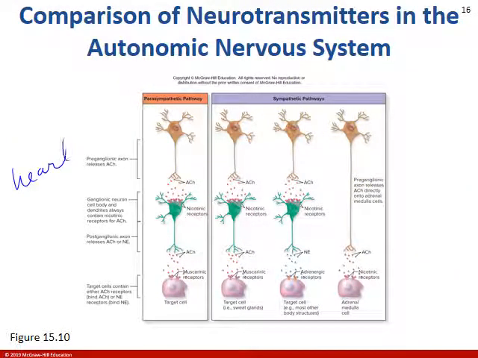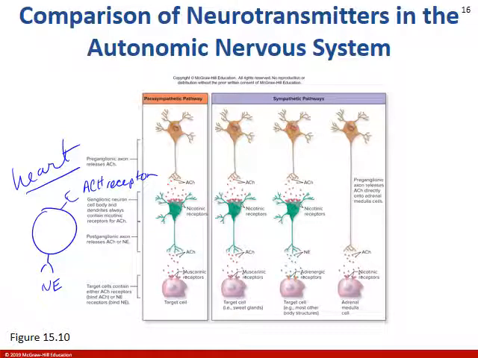So let's talk about a specific example. We have our heart, or the cells of our heart. Your cells can have multiple receptors. Let's say this is acetylcholine receptor, and over here I have a norepinephrine receptor. So my parasympathetic releases acetylcholine. That acetylcholine binds the receptor, and it triggers the heart to slow down.